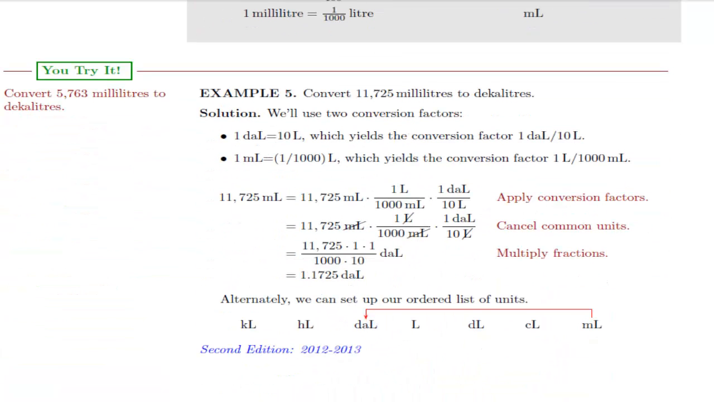Example 5. Convert 11,725 milliliters to decaliters. Solution. We'll use two conversion factors. 1 decaliter equals 10 liters, which yields the conversion factor 1 decaliter over 10 liters, and 1 milliliter equals 1 over 1,000 liters, which yields the conversion factor 1 liter over 1,000 milliliters. So 11,725 milliliters equals 11,725 milliliters times the two conversion factors. This way, the milliliter units and the liter units cancel, and we're left with 11,725 times 1 over 1,000 times 1 over 10 decaliters, which simplifies to 1.1725 decaliters.